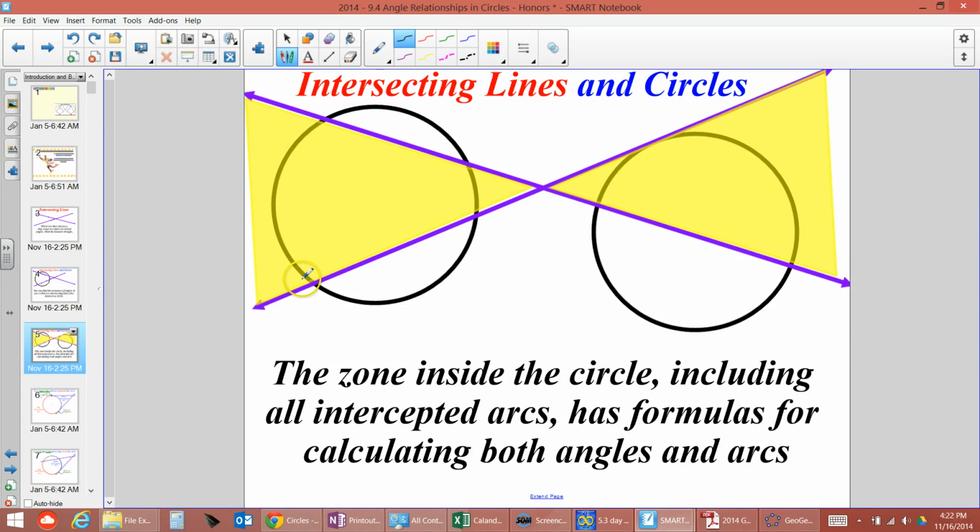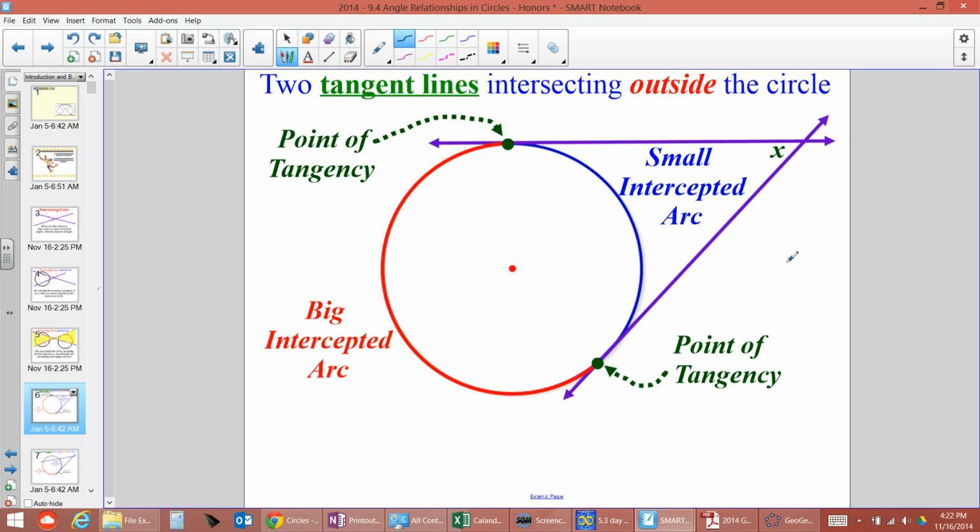So like here we have this arc here is an intercepted arc. Here's an intercepted arc. This part and this part. We've got lots of different arcs and angles to look at. Remember we talked about outside, inside, or on the circle. If we have two tangent lines that intersect outside the circle, here's our angle, and here's the tangent points. We always have a big arc and a small arc. That's how we refer to them, so that we can talk about how to find the measure of the angle or the measures of the arcs.